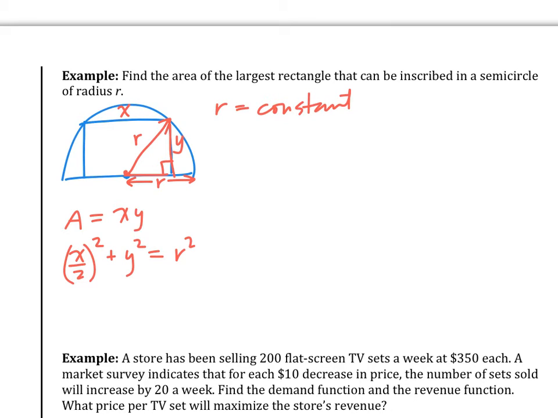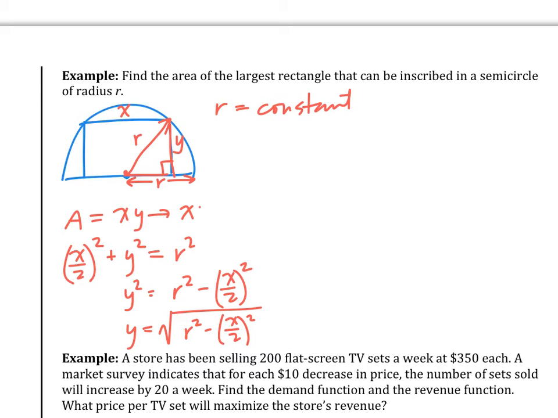So which one do you guys prefer? Y in terms of x. Okay, so we're going to solve this. So y squared is equal to r squared minus x over 2 squared. All right, y is equal to square root of r squared minus x over 2 squared. Okay, now we're going to substitute that into y. So this is x times square root of r squared minus x over 2 squared.